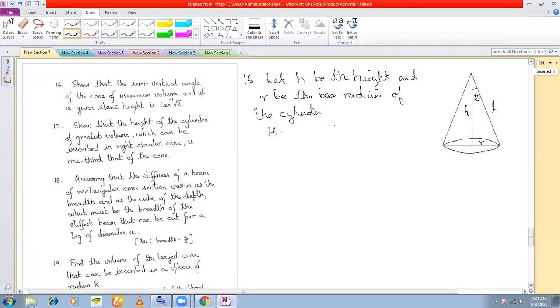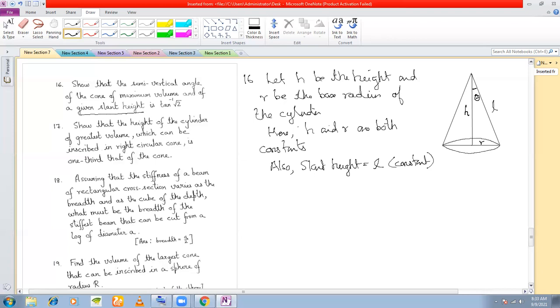So here r and h are both constants. Also, slant height equal to L is constant. Why constant? Because if you see, it is of a given slant height, because of this phrase. Okay, slant height L is constant.